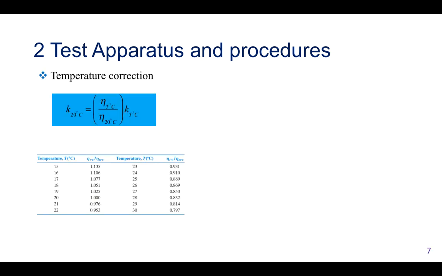Please keep in mind that the permeability obtained by the above-mentioned two methods is related to the temperature of the water. So, in order to get the permeability of soil at a temperature of 20 degrees, we should also measure the temperature of the water during the test. Then, the standard permeability can be calculated using this equation. The coefficient here can be obtained by checking this table based on the temperature of the water.